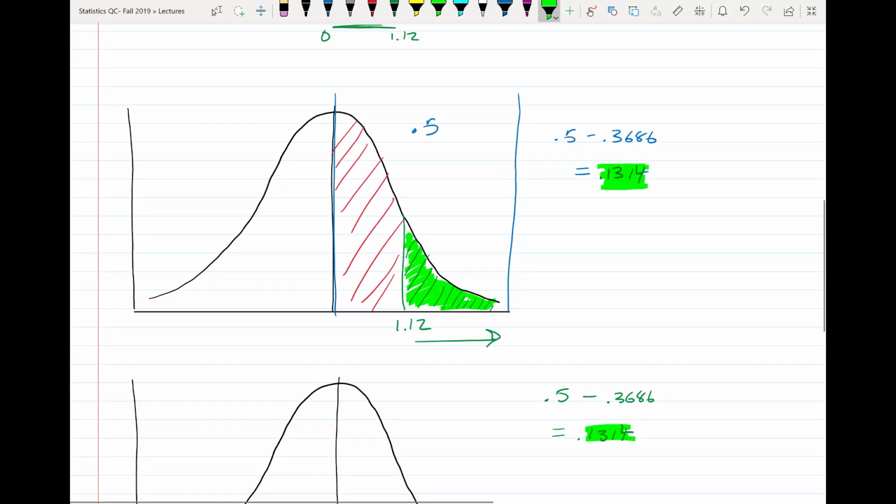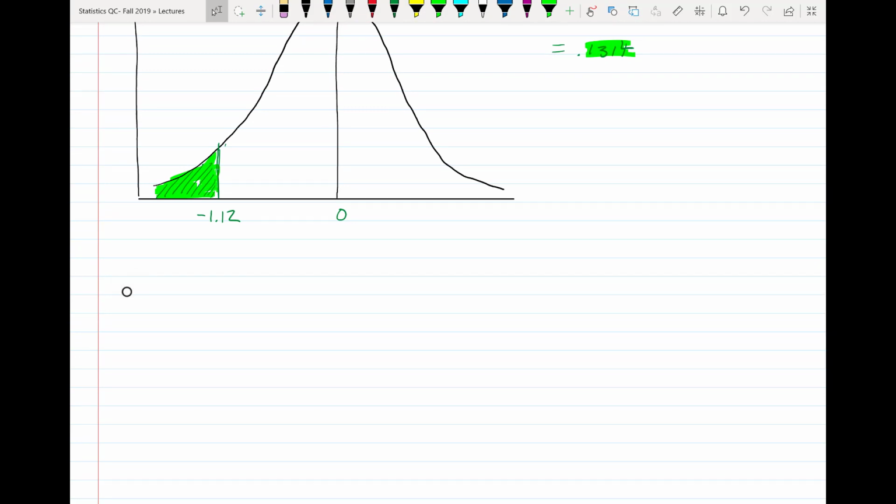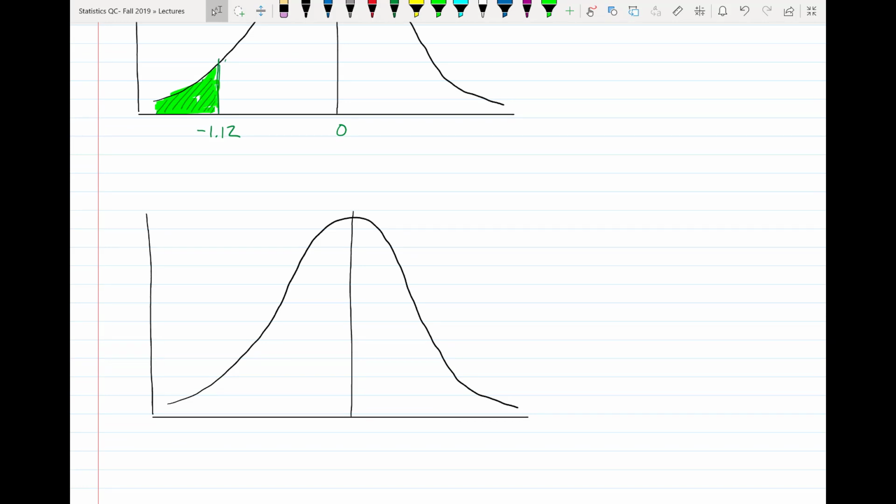Okay. What else can we figure out? Well, you might get a problem that looks like this one. Let's say that we're looking to find out the probability that a given z-score is less than 1.12. That would be the probability that we are in this area. I'll use arrows this time, it's quicker.